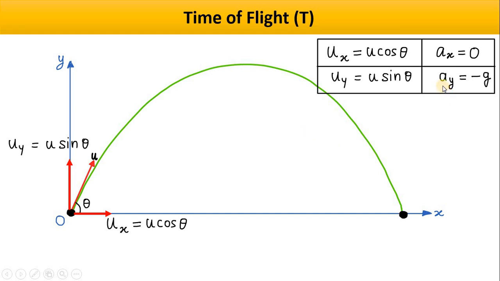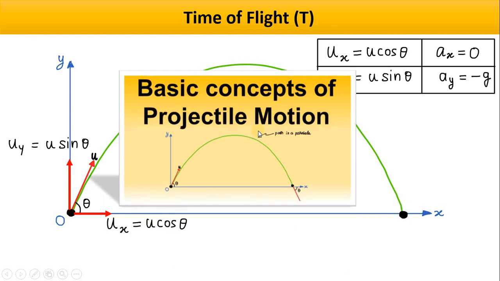That is why there is an acceleration only in the y direction, which is minus g, but along the horizontal direction there is no force acting on the particle, so there will be no acceleration. For more details, please refer to the lecture video number 1, whose link is given in the description below. So starting with these 4 initial values, we will now start solving the question.